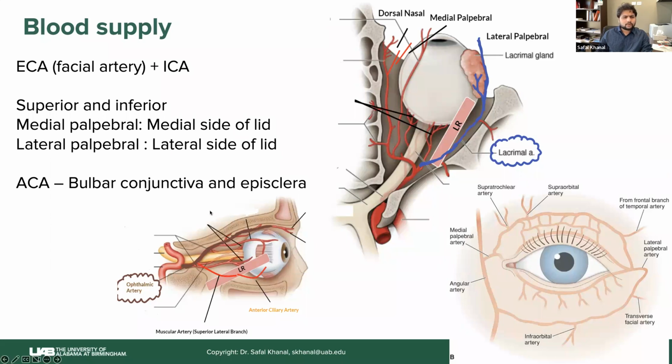You also have your anterior ciliary arteries, which come from the muscular artery branch of the ophthalmic artery, and this supplies the bulbar conjunctiva. The palpebral conjunctiva is mainly supplied by the medial and lateral palpebral arteries. One thing to note is that the lateral palpebral artery is a branch of the lacrimal artery. It's not a direct branch of the ophthalmic artery as it is on the medial side.